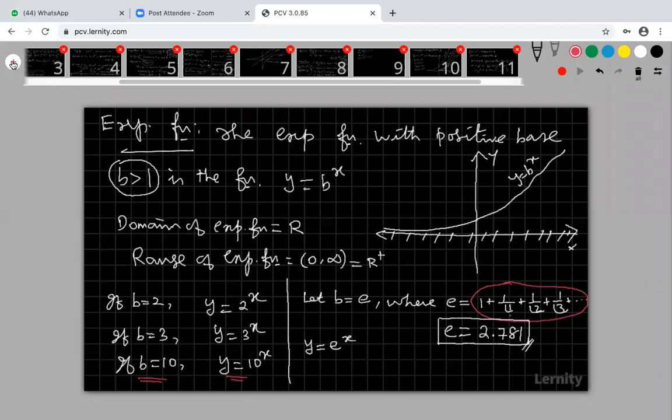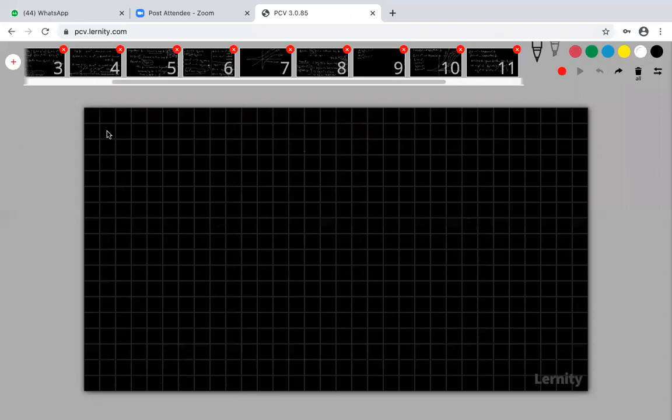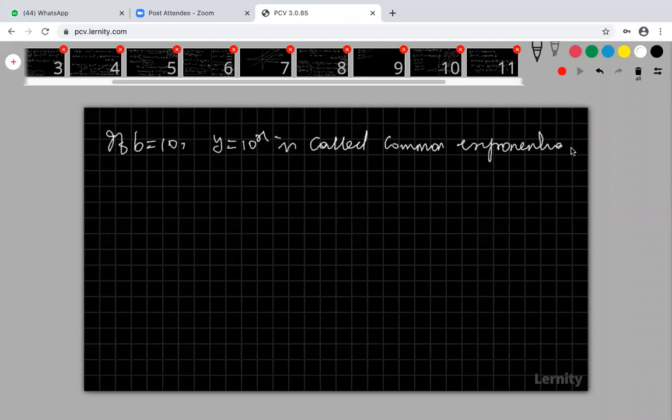Okay, now look at that. If my base is equal to 10, then y equal to 10 power x is called the common exponential function. If my base is equal to e, that is an irrational number, then y equal to e power x is called the natural exponential function. Now come to the logarithmic.